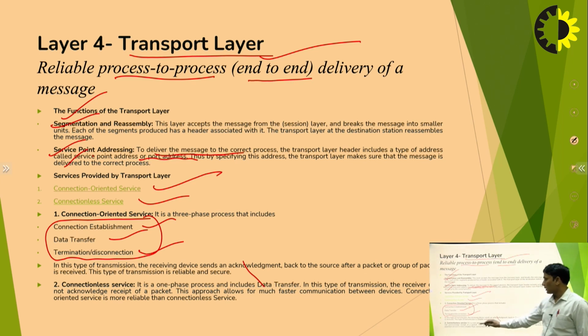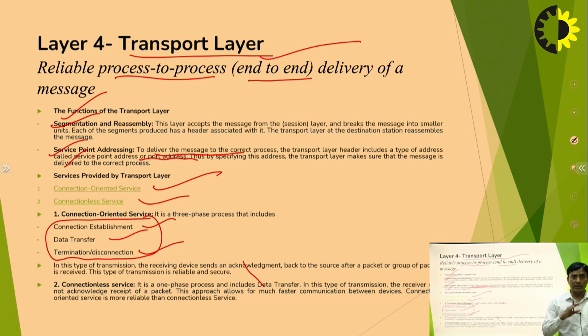The other is the connectionless service. In connectionless service, it is a one phase process, which means only data is transferred. If a sender wants to send data, it directly sends the data to the receiver. Whether it is received or delivered by the receiver or not, there is no guarantee at all. In this type of transmission, the receiver does not acknowledge receipt of the packet.